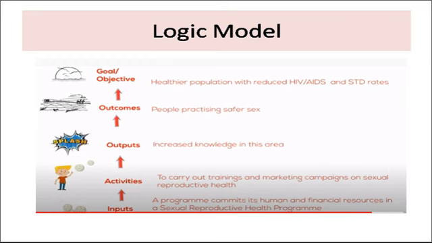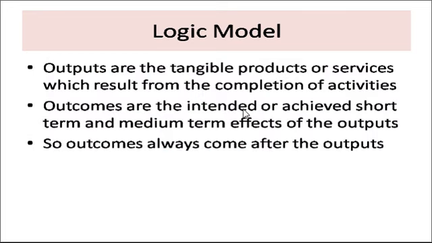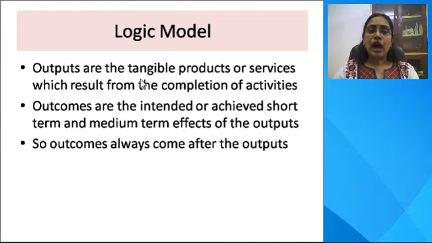So this is another example of the logic model. This is again to highlight what I already mentioned, that outputs are the tangible products or services which result from the completion of activities. So you do the activities and outputs are the tangible products. So the school is built, people are trained, this many number of trainings done. So these are the tangible things.